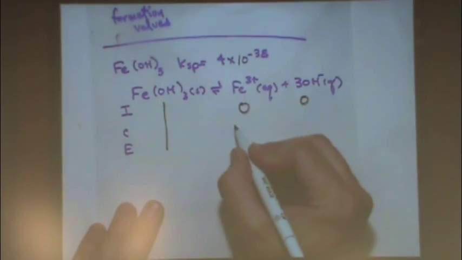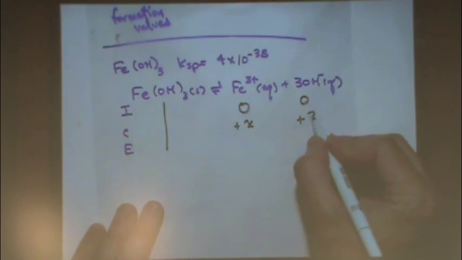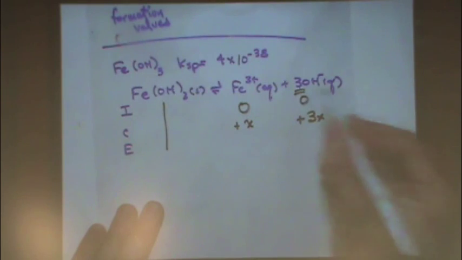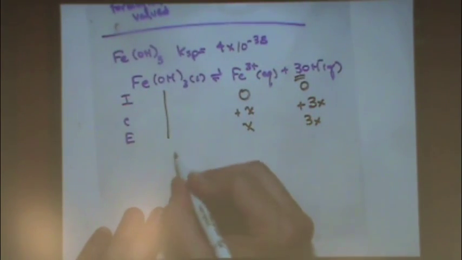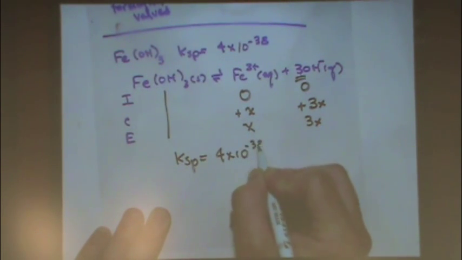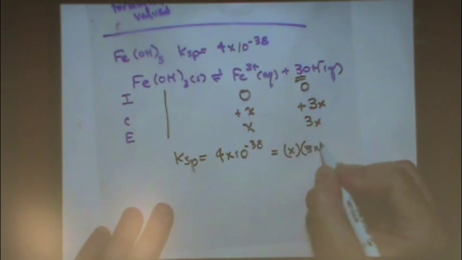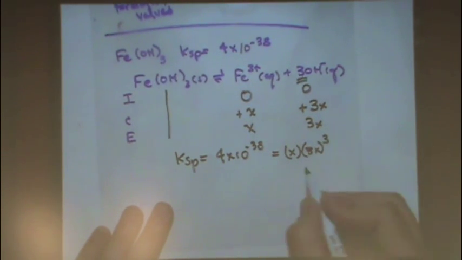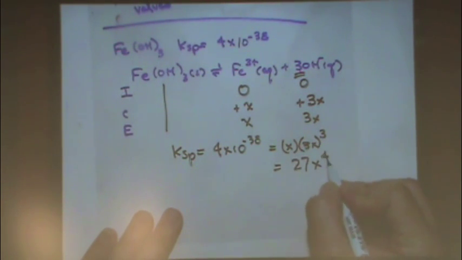Then you shift to the right, so plus x, and plus, what do I write here? 3x, because of that 3 right there. And so x and 3x. So what you're going to get is Ksp, which is 4 times 10 to the minus 38, equals x times (3x) cubed. What is that? 27 x to the 4th.